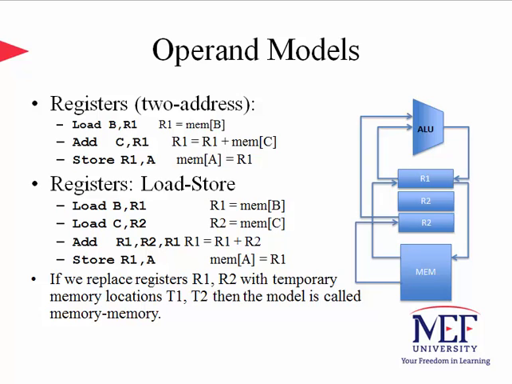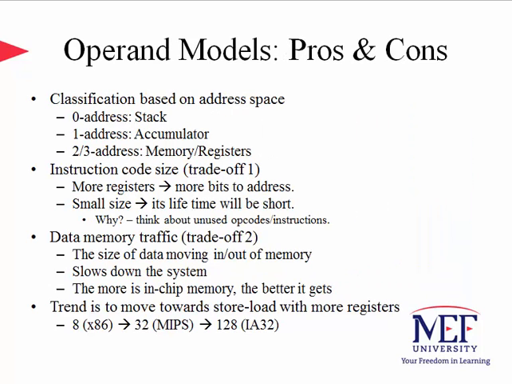We could replace R1 and R2 in the assembly list of instructions shown, for instance, with memory locations. In that case, we will increase the memory access frequencies, but decrease the number of registers that we need in the microarchitecture. So this model is known as the memory-memory model. As you might have already realized, by choosing between 0, 1, 2 or 3 address operand models, we can classify ISAs. And there are a lot of trade-offs between them.